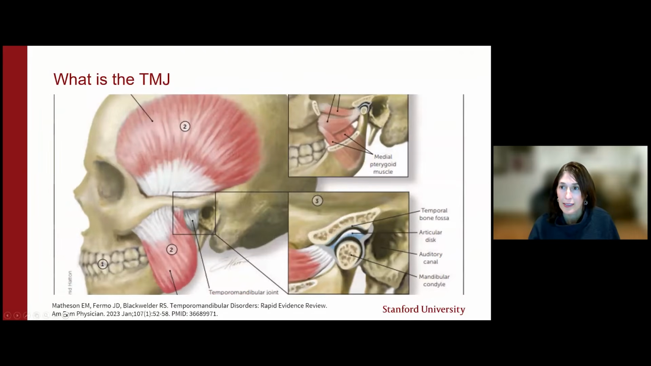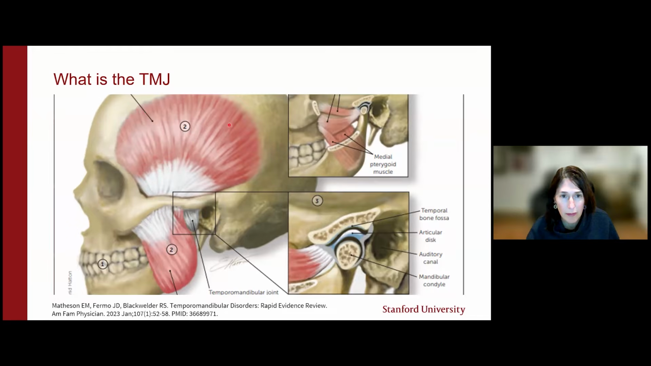Okay, so we're going to skip over the teeth, but let's talk about the joint and the muscles surrounding the joint. So what is the temporomandibular joint? And there's a little box here at the very center. Actually, I don't know if you guys can see my cursor, but maybe I could do a laser pointer. Here we go. Okay, so there's a little box here, and this is where we see the joint.